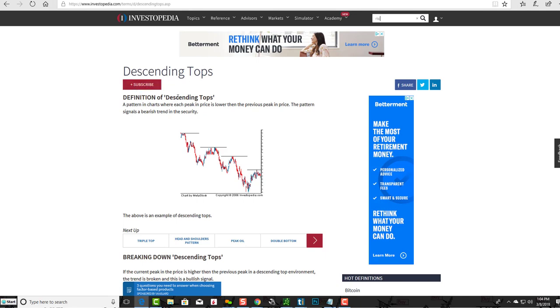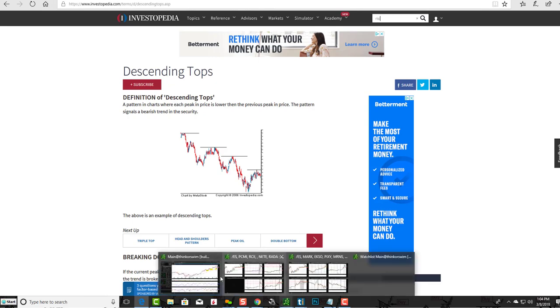So descending tops, definition of descending tops: a pattern in charts where each peak in price is lower than the previous peak in price. The pattern signals a bearish trend in the security. So you can see here, lower peaks, right? Lower highs, called lower highs, right? So the stock hit a high here, then it hit a lower high, lower high, lower high, right? So you could then basically connect these peaks and draw a trend line, right? Draw a line down, and connect those peaks or those tops.